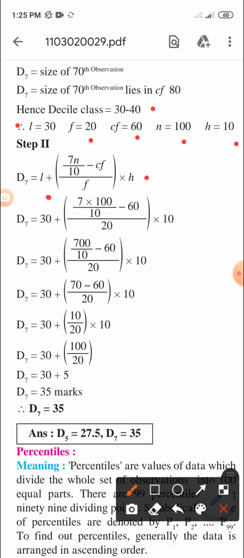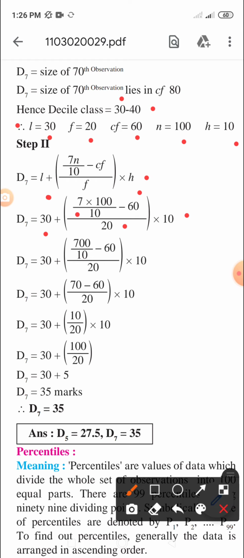Put up the values in the formula. 30, that is the lower limit of the class. Here we find out class 30 to 40, lower limit is 30. 30 plus 7 into 100 upon 10. Why do we divide here by 10? Because deciles divide data into 10 equal parts. Minus CF. CF is our 60. CF means cumulative frequency of the class preceding the decile class, upon 20, F, into bracket complete 10, that is H.